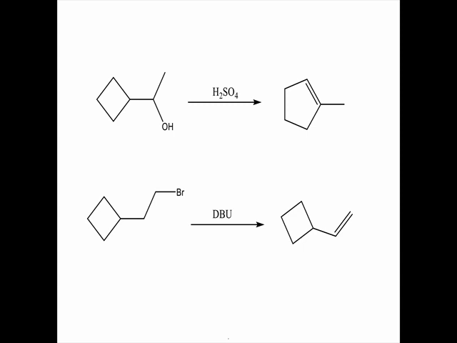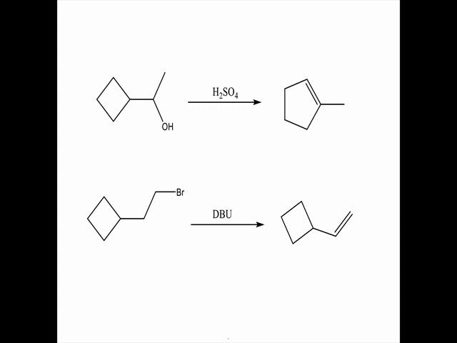They have an empty p orbital. They don't satisfy the octet rule, right? It's a carbon atom with three things bound to it, an empty p orbital. And how many electrons does it have? It's got six electrons around it, right?